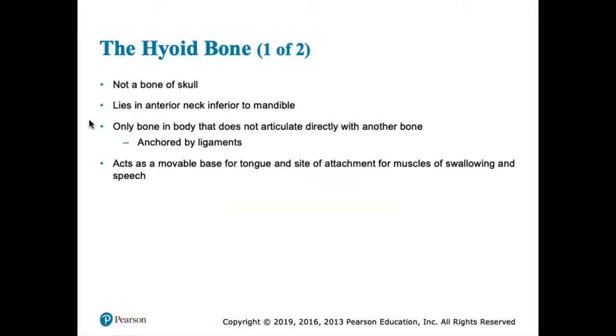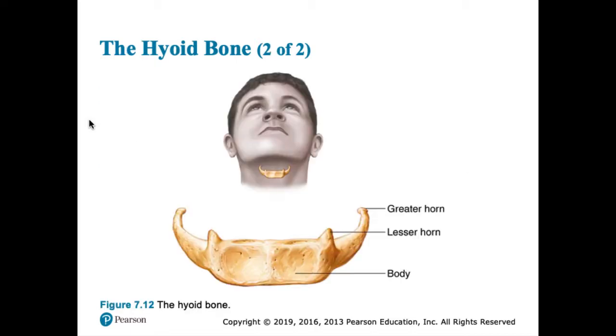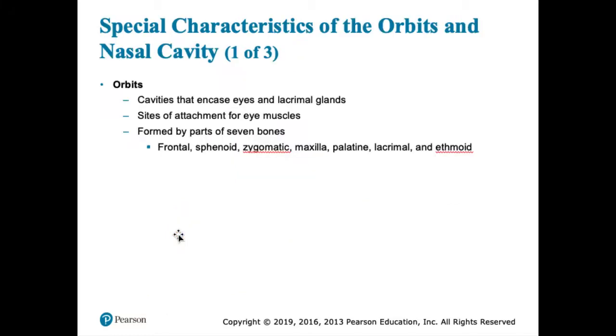The hyoid bone is not a bone of the skull, and it lies anterior to the neck and inferior to the mandible. It's the only bone in the body that does not articulate directly with another bone, and it's anchored by ligaments. By the way, that's a good test question. It acts as a movable base for the tongue and a site of attachment for muscles of swallowing and for speech. So this is that hyoid bone. Again, it is not a bone of the skull, but because of its location and proximity to it, it's important to mention here.